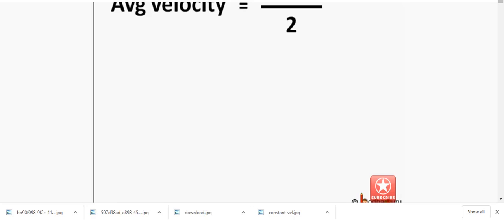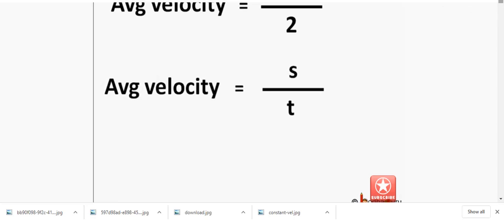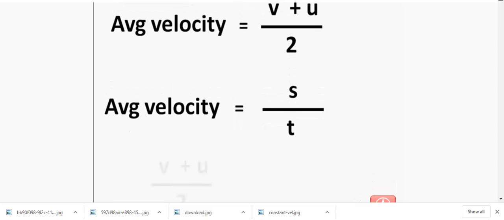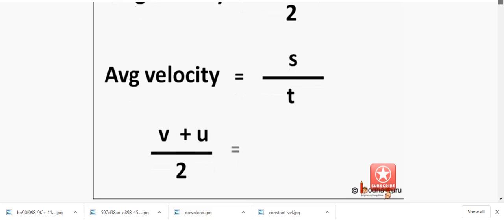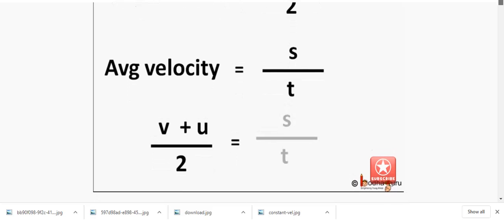Let's find another formula. If the object is traveling at a uniform acceleration, that is increase in speed is same for every time interval, then average velocity is equal to V plus U by 2. But we know average velocity is equal to displacement S by time taken T. So as the left hand side looks same for both the equations, we can say V plus U by 2 is equal to S by T.